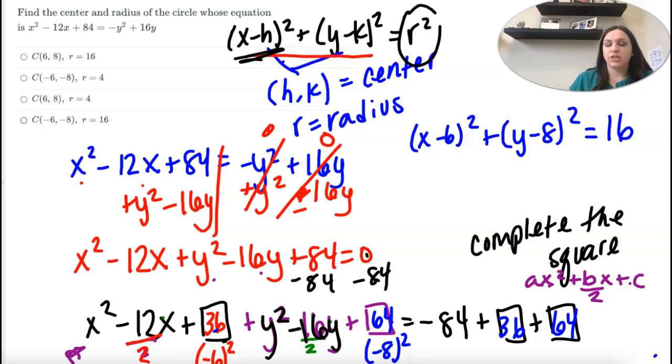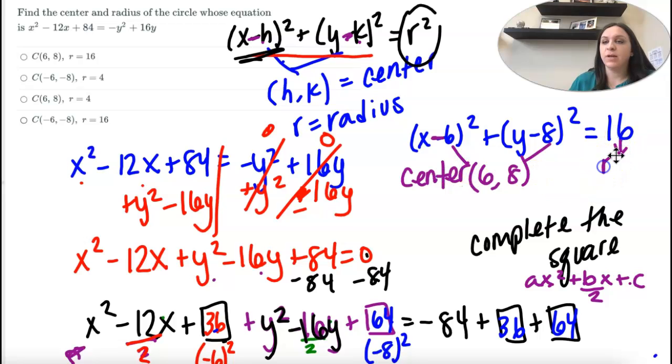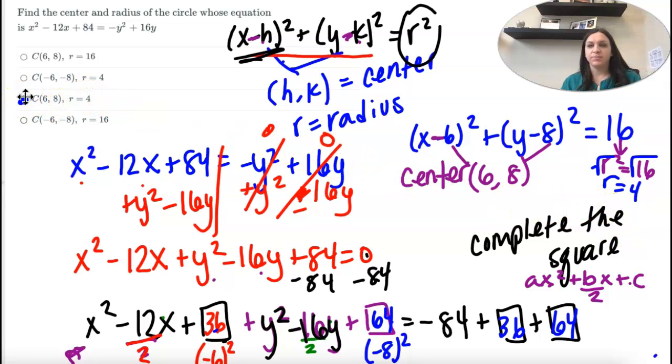Okay, so h, k is the center. Remember, it's minus minus. So h is just 6 and k is just 8. We're just pulling the numbers next to the negative sign, and that's the center. And then r squared is 16, but I just want r. So if I take the square root of both sides, r is actually 4. And that's the radius. So right here: (6, 8), r equals 4.